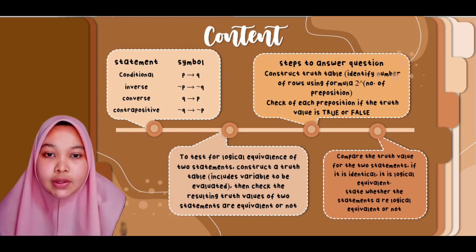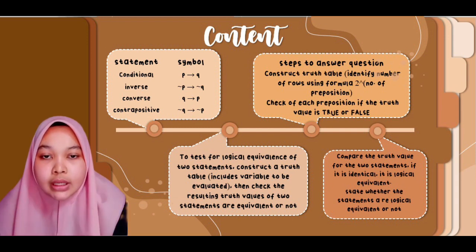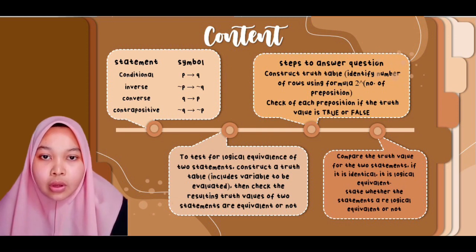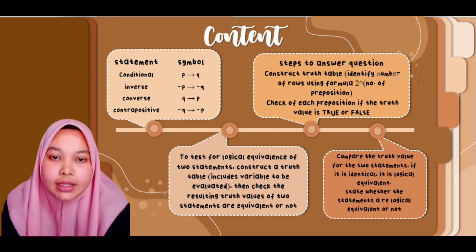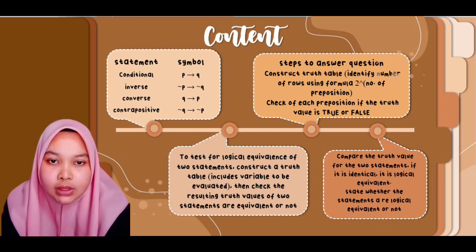First, we need to construct a truth table, where in this step we need to identify the number of rows of the truth table. We will use the formula 2 to the power of the number of propositions. For example, if we have two propositions P and Q, we substitute the number of propositions into the formula. We will get 2 to the power of 2 equals 4, and we will have 4 rows in the truth table.